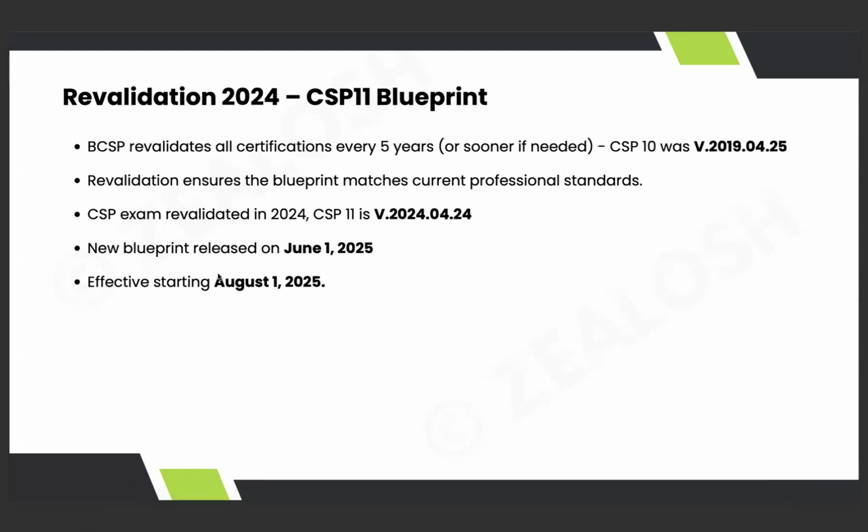Now CSP revalidates all certifications every 5 years, or earlier if required. The last version was 2019, and the revalidation ensures the blueprint matches current professional standards. Now, the CSP exam was revalidated in 2024. The CSP 11 has come, which was validated in 2024. That syllabus was finalized for 2024, and the new blueprint was released today. The exam will start from August 1st.